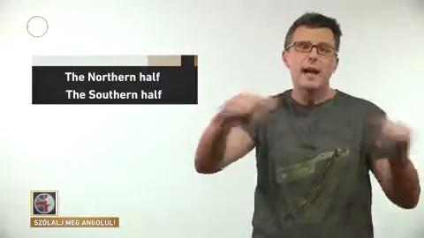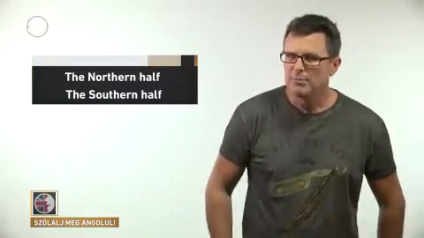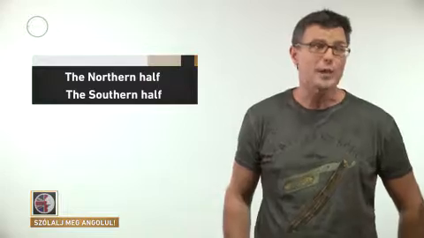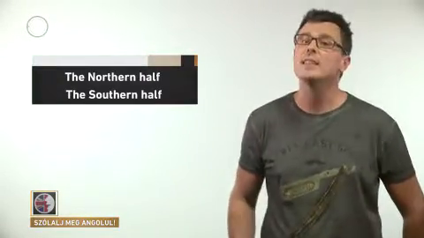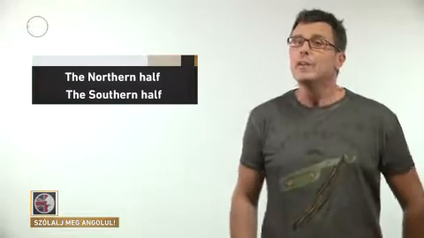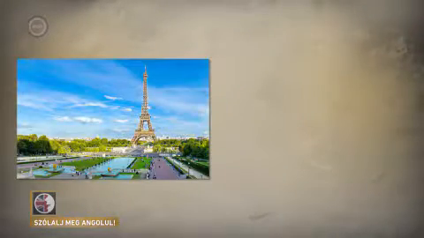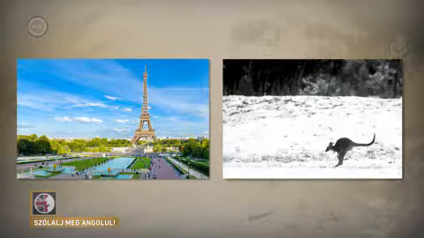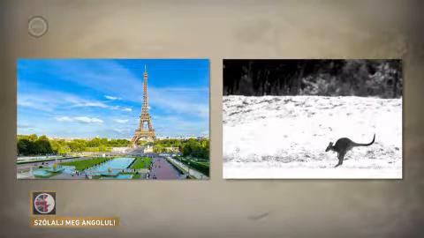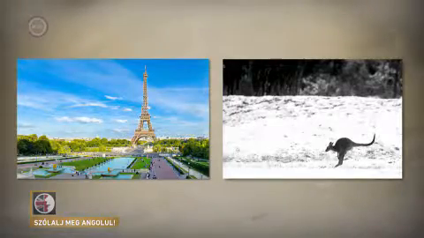Okay, so we understand that the equator divides the Earth. It creates two halves, the northern half and the southern half. Now, we're in Europe, and that means that we're in the northern hemisphere. Australia, on the other hand, is in the southern hemisphere. This means that when it's summer in Europe, it's winter in Australia. We're on opposite sides of the equator, so we have different weather at different times.